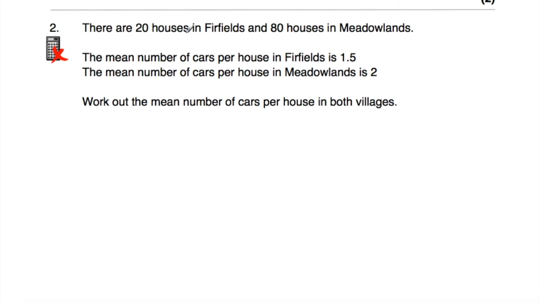So let's find out how many cars there are in Fairfields to begin with. The mean number of cars per house in Fairfields is 1.5. Now to work out this mean of 1.5, what we would have done is added up the number of cars and then divided by 20, and then that would have given us the mean. So if we take the mean, which is 1.5, and multiply that by 20, working backwards, we can find out how many cars there were. 1.5 multiplied by 20 is equal to 30. That means there's 30 cars altogether in Fairfields, because 30 divided by 20 is 1.5.